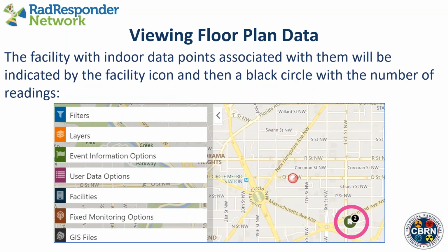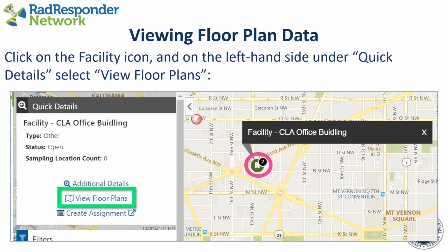And I want to view the data points that we collected within this facility's floor plans. So you see the little black circle that's hanging off the facility icon. That's indicating the number of data points that we've collected on some floor plan or some number of floor plans within this facility. So in this case, I see I've got 2 data records that are on one or more floor plans for this facility. So I'm going to click that facility icon on the left side navigation. It's going to open up a quick details view for you. And I'm going to click View Floor Plans on that quick details section.